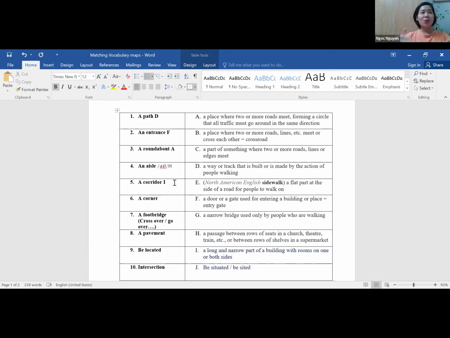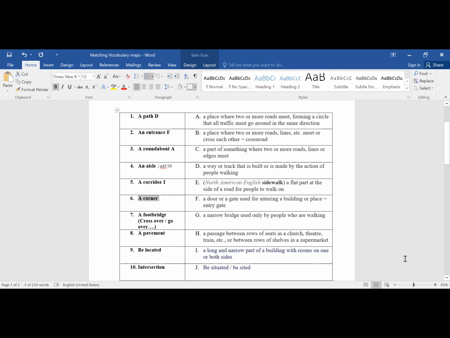So when you want to go from one part of a building to another part of a building, usually you need to go along a corridor, right? A narrow way that links a part of a building with another part of a building. So you may hear people say, go to the end of the corridor and then turn left, and then the library will be facing you, like that. And a corner, Thu Ha, keep going.